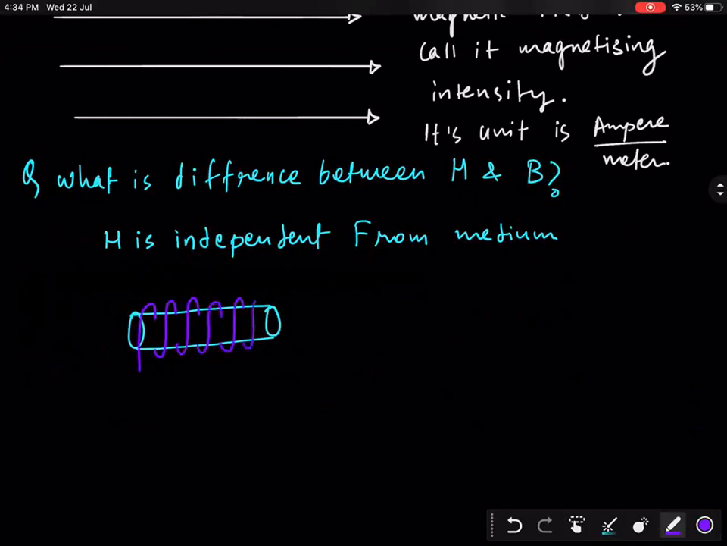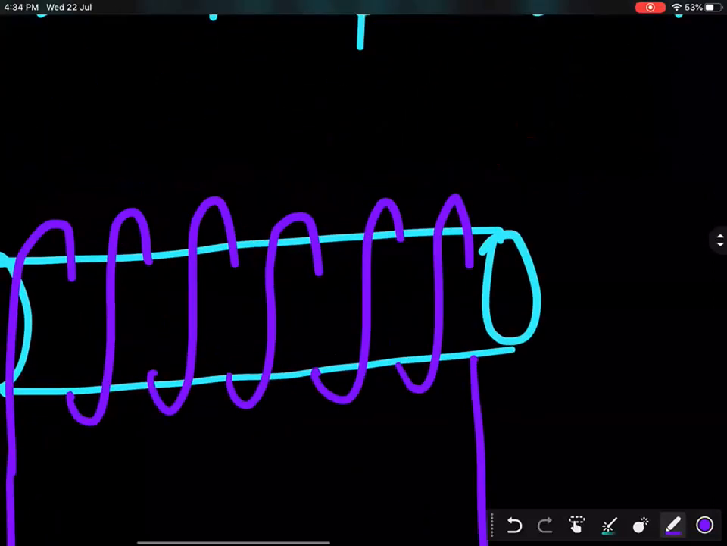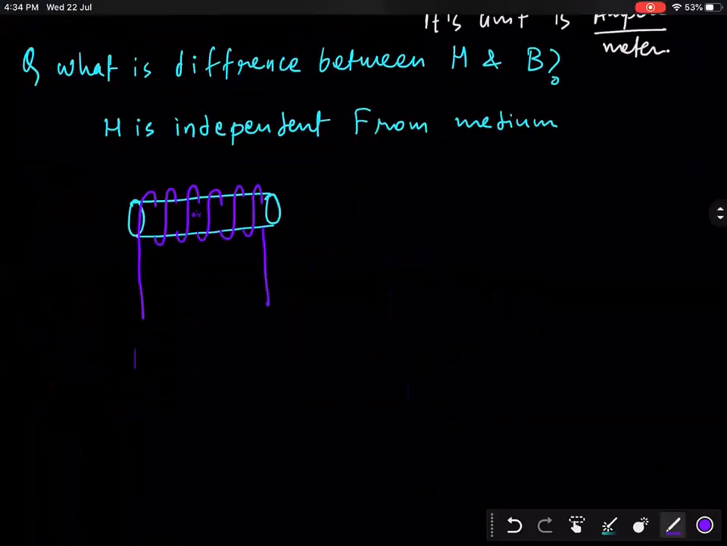Suppose this is a solenoid and there is nothing inside it. Inside it we have air or vacuum. Suppose we have air. Here the relationship between H and B will be B naught divided by mu naught. So mu naught Ni divided by mu naught, you will get Ni. This is case 1.